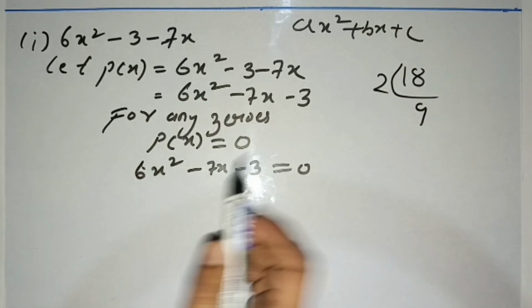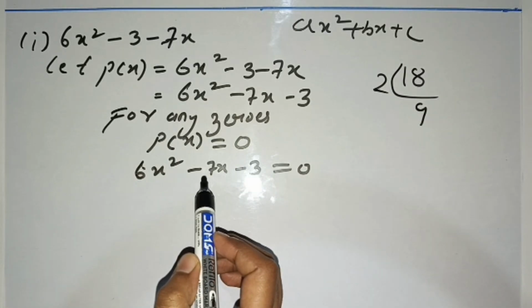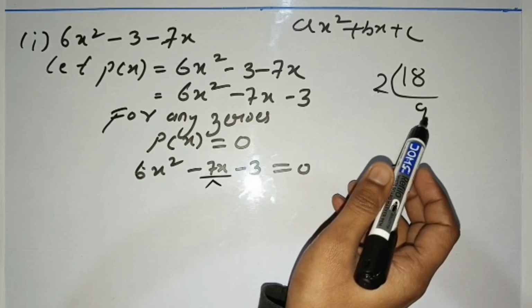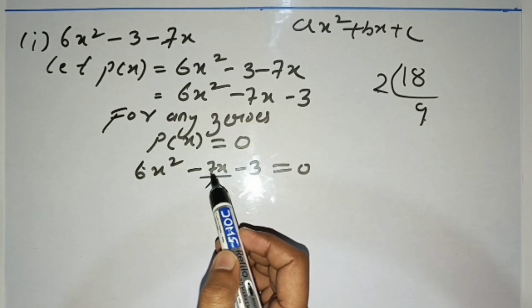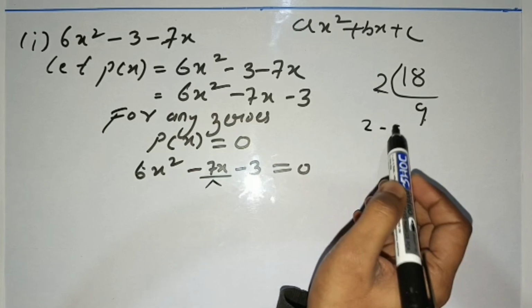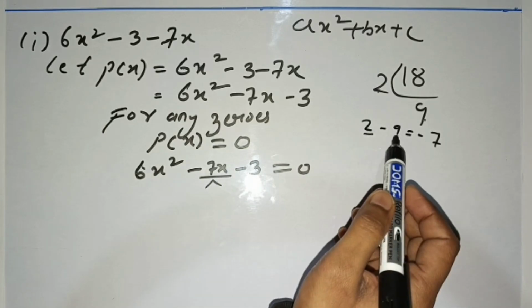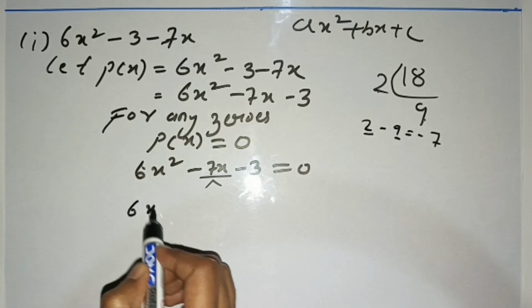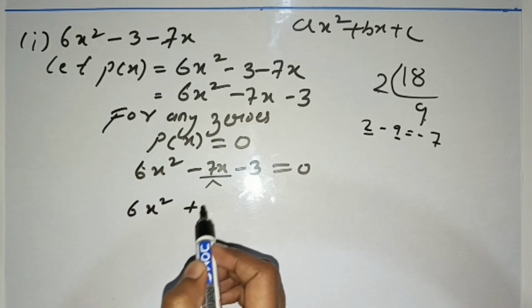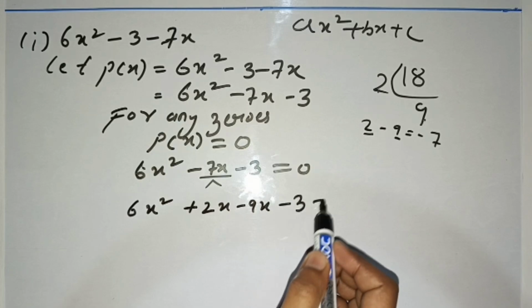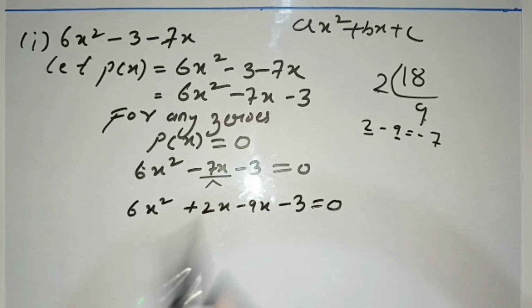Now our next step is to split minus 7x into two different terms. So 2 minus 9 you will get minus 7. So in place of minus 7x we will write 2x minus 9x. So 6x square plus 2x minus 9x minus 3 will be equal to 0.